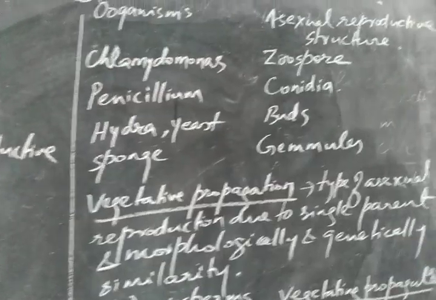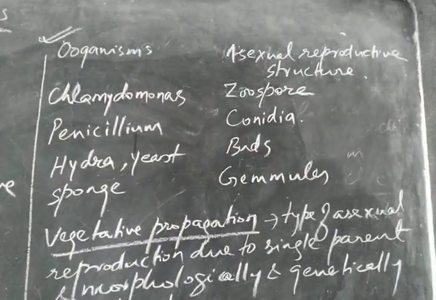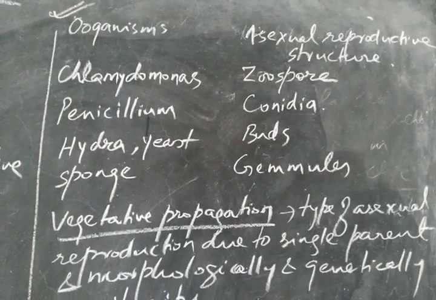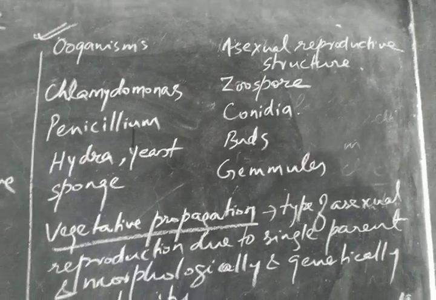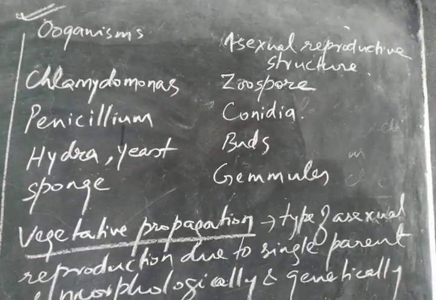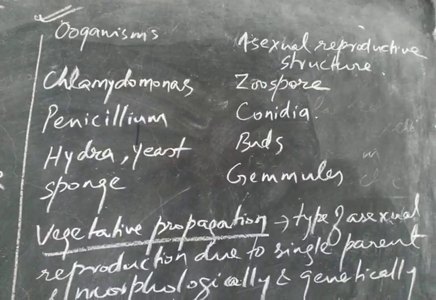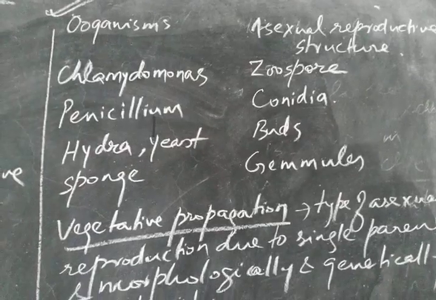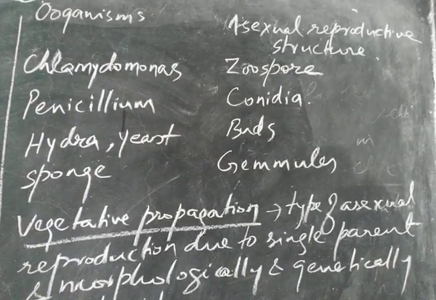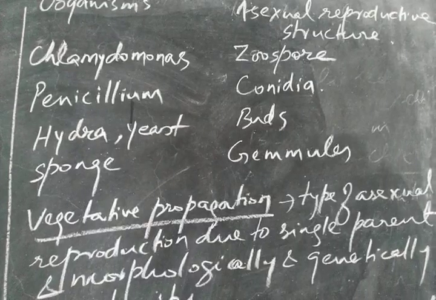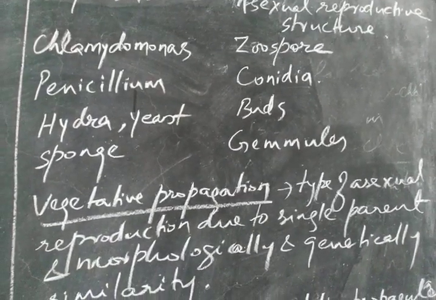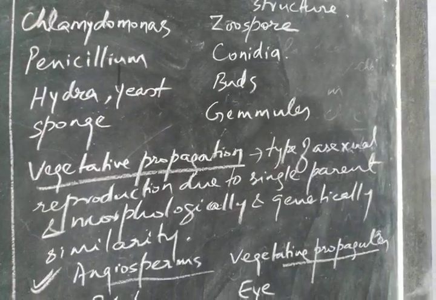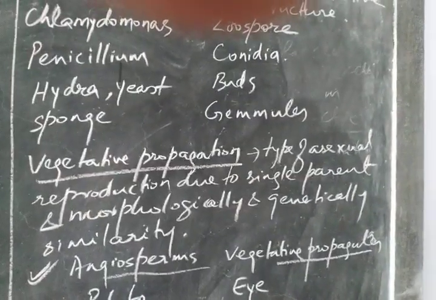Now here I have made a table of organisms and asexual reproductive structures. This is important. A 1 mark question used to come in the board examination from this topic. The first organism is Chlamydomonas, and the asexual reproductive structure is zoospore. Then in Penicillium, the asexual reproductive structure is conidia. In hydra and yeast we have already studied buds. Then in sponge it is gemmules. So a 1 mark question used to come from this topic.